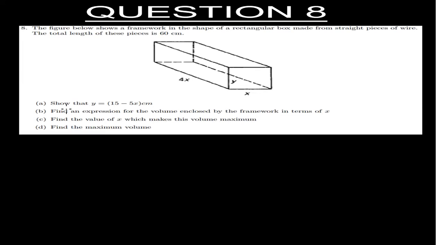Now they are telling us to show that y is equal to 15 minus 5x. They are saying the total length of these pieces is 60 centimeters, meaning when you add all these lines you are seeing here, the total should give you 60. So I'll count how many x lines I have. There is 1, 2, 3, 4. So I have 4 x lines. Let me also count the y lines I have. 1, 2, 3, 4. I also have 4 y lines.